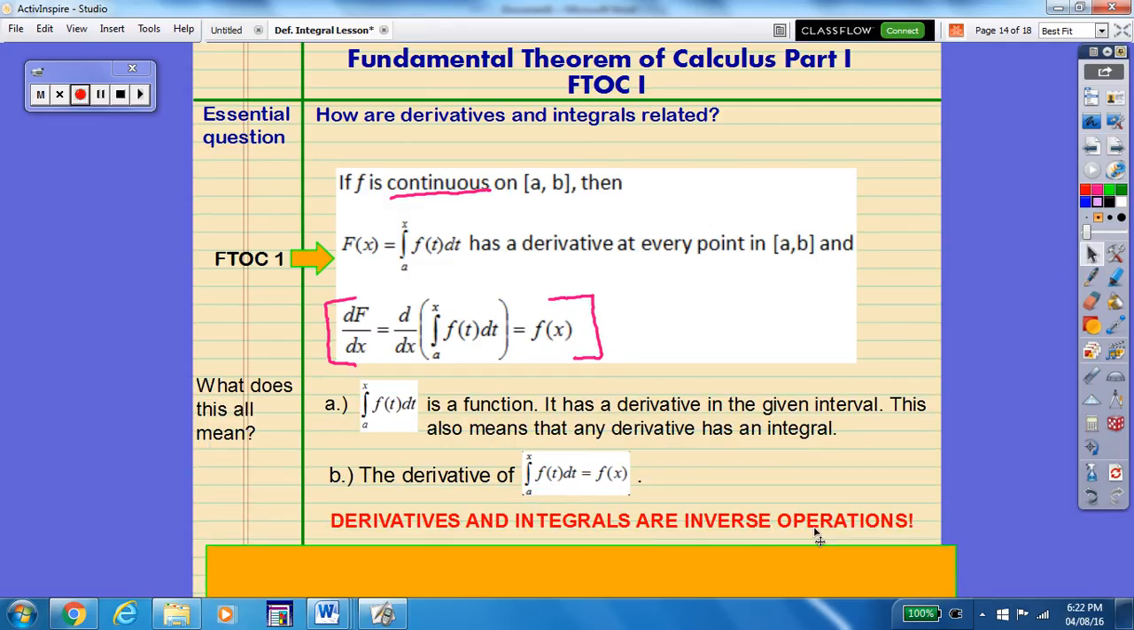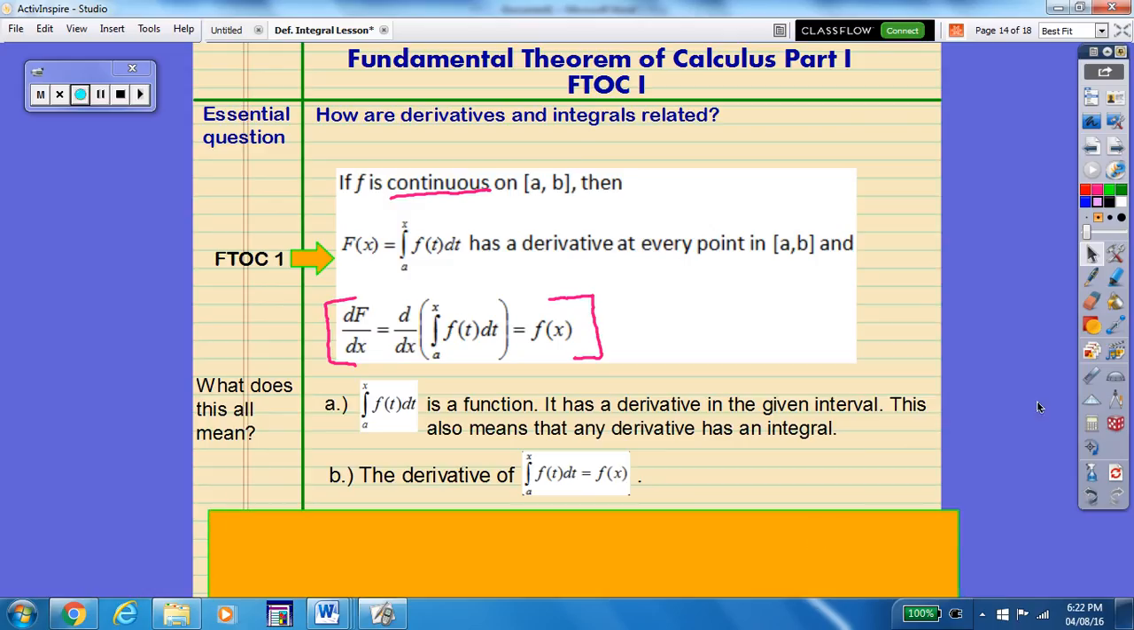So what does this all mean? Well, basically it means two things. First of all, it says that this net area is a function, and we had already explored that with fundamental theorem of calculus part 2. It has a derivative, and this also means that any derivative has an integral, okay? And so here we go. The derivative of a function that is in terms of an integral will equal the original function. And it'll make sense in a moment when I do an example.